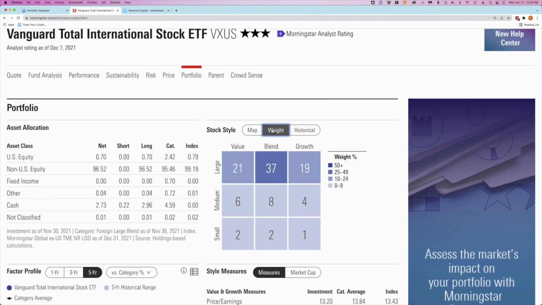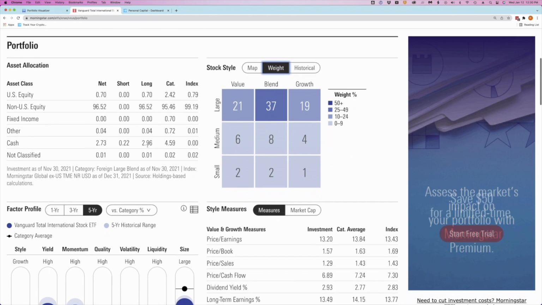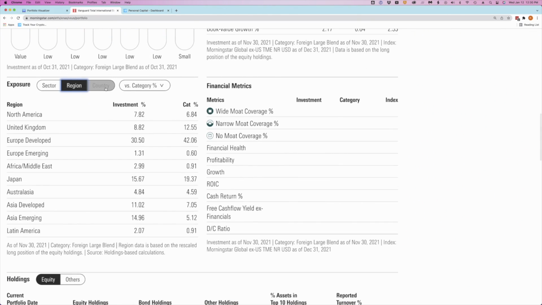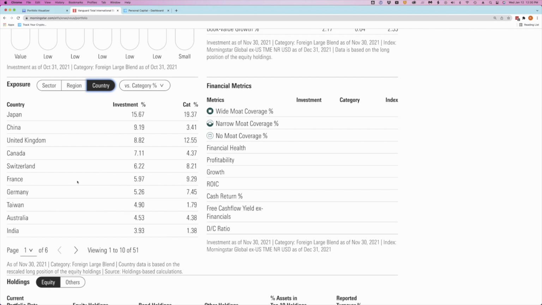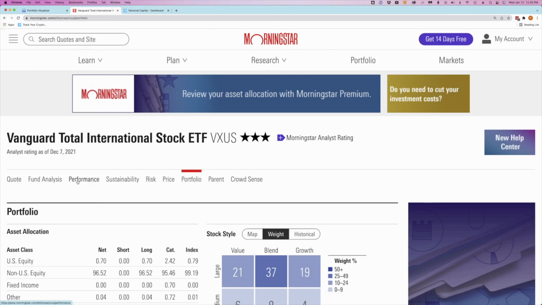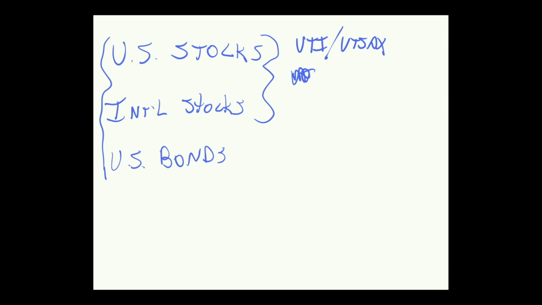If we look at weights, we can see just like the US stock fund we looked at, it's got all the value, the blend, the growth, the large, the medium, the small, all covered. And again, we could go down further and look at the different regions, and even by country if we wanted to, and see what it invests in. So this is, I think, a good fund. We can actually just pencil it right in.